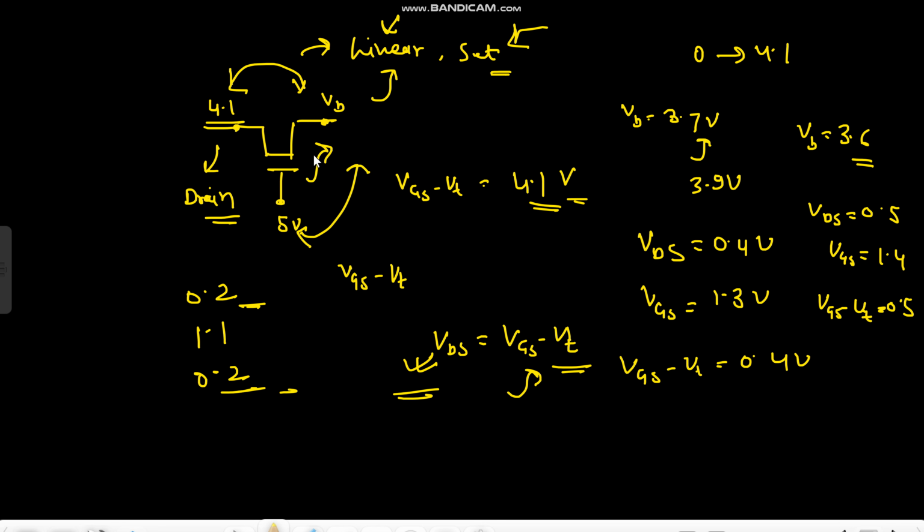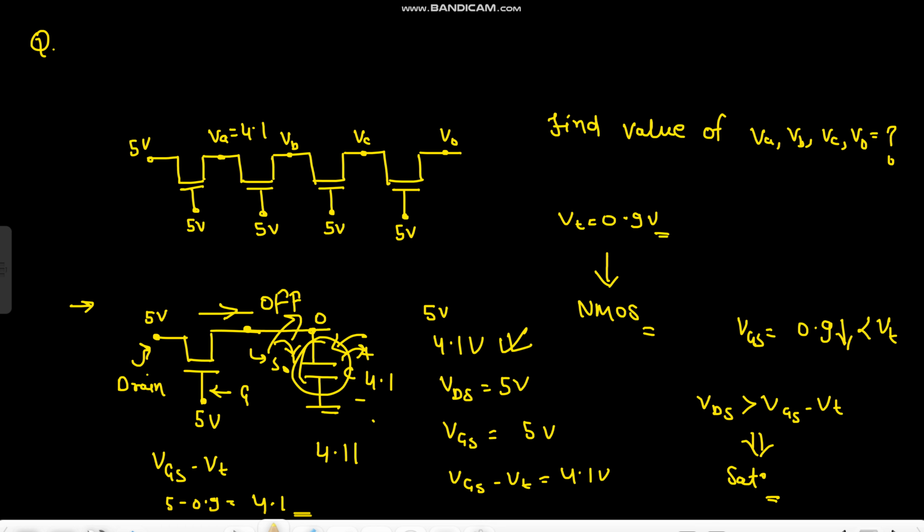So again, till what value will it charge? Till 4.1 volt. At 4.1 your VGS value is 0.9, so it can't go down from 0.9, so it will charge to 4.1. So basically what will be the answer? VA equals VB equals VC equals V naught equals 4.1 volt. So this would be the answer.